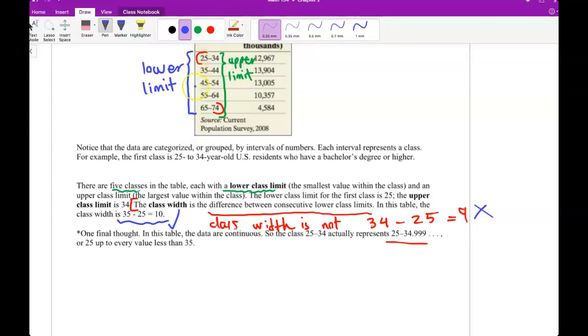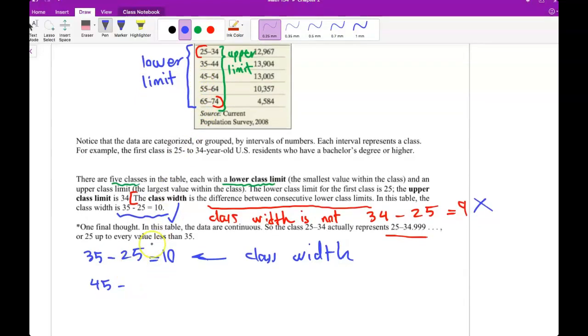Starting from that part, we used 35 minus 25, which was the class width, equal to 10. Now what if you tried 45 and 35, these two classes? Again, we have 10. You should use consecutive classes, because class width is the difference between consecutive lower class limits. You're not able to subtract 65 minus 45. That is wrong.